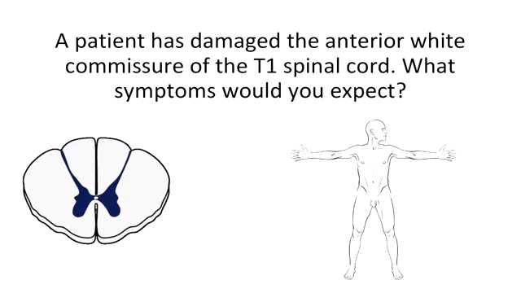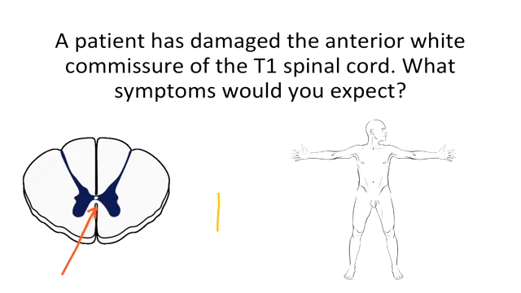Now let's do another question. Let's say a patient has damaged the anterior white commissure of the T1 spinal cord. What symptoms would you expect? So recall that the anterior white commissure is right there, and it's used by the spinothalamic tract.